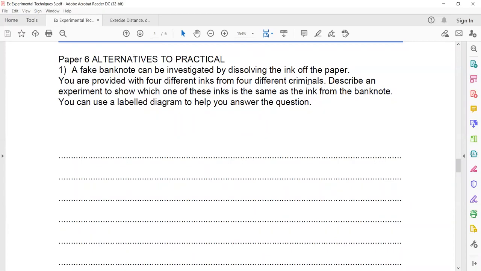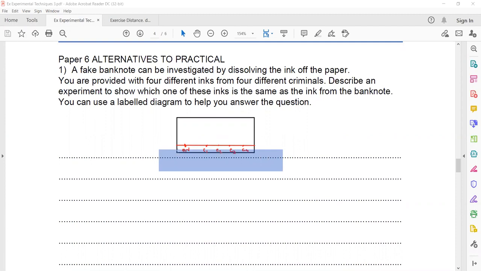So simply, I will write the answer, but first the explanation. We'll use chromatography. How do we carry out this chromatography? This is a chromatogram which we will take. Then we will draw the origin with a pencil. Here we will place ink from the banknote. I'm writing BN, so ink from the banknote, that is BN. Then we have inks from 4 different criminals. For example, from criminal 1 we have C1, criminal 2 C2, criminal 3 C3, and criminal 4 C4. Then we will use a suitable solvent which can dissolve these inks.